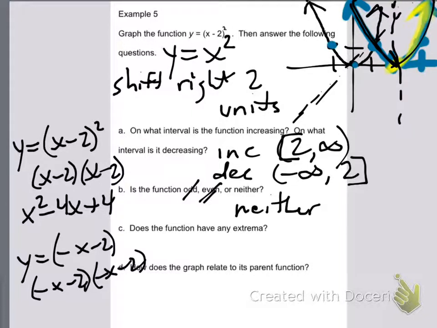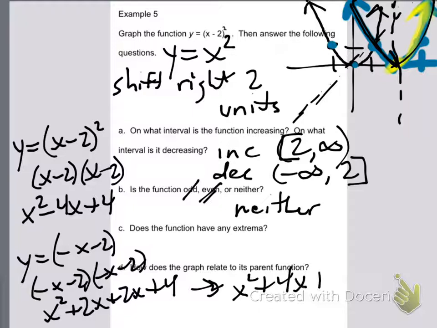Okay, so negative x times negative x is x squared. Negative x times negative 2 is plus 2x, plus 2x, and then negative 2 times negative 2 is plus 4. So that turns into, and boy, we are really using the whole slide here, aren't we? X squared plus 4x plus 4.